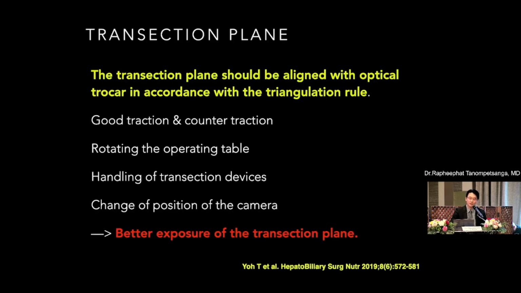So the transection plane should be aligned with the optical trocar in accordance with the triangular rule. You have to have good traction and counter traction. The operative table can rotate. You can move the camera. You can move the right hand port for better exposure of the transection plane.